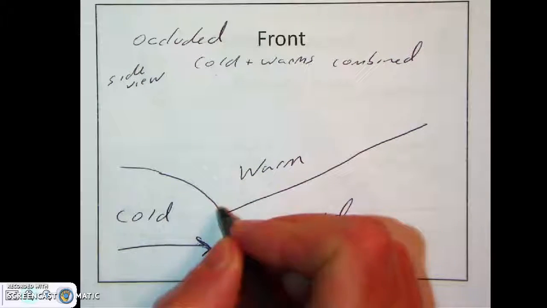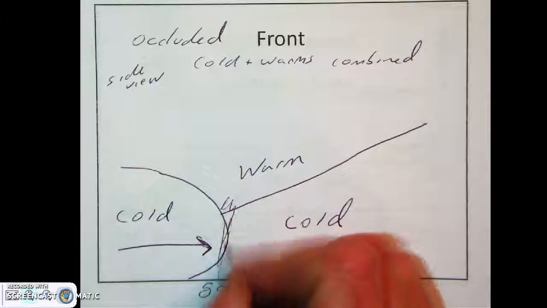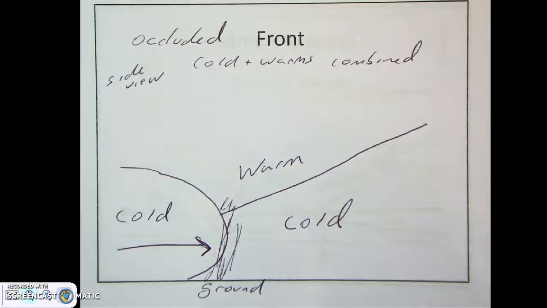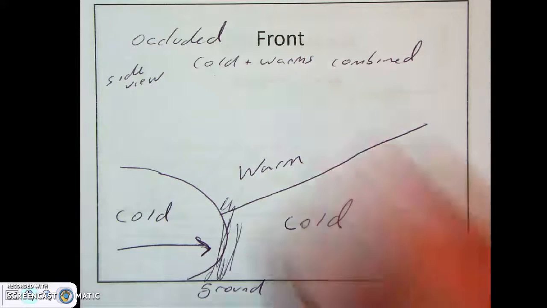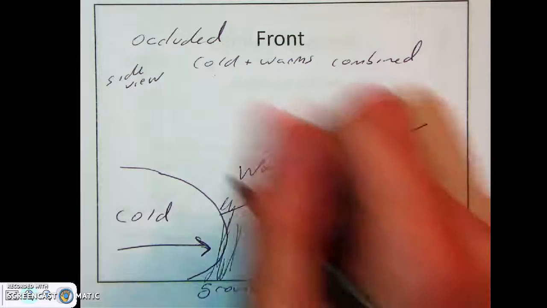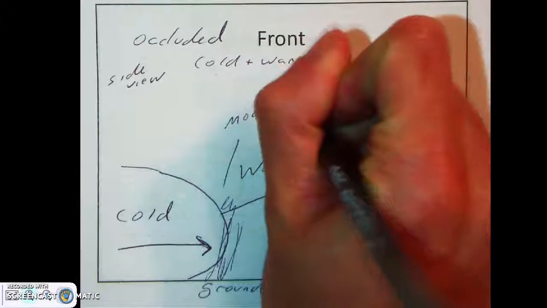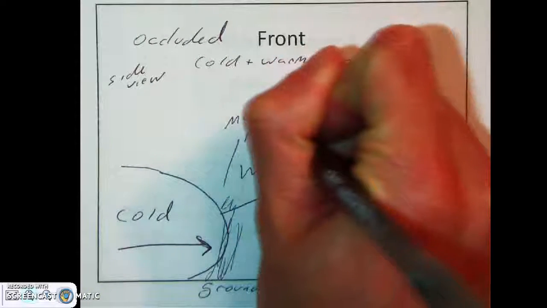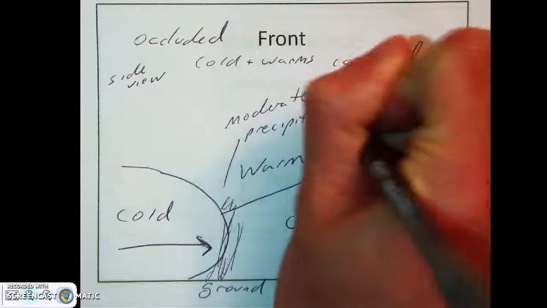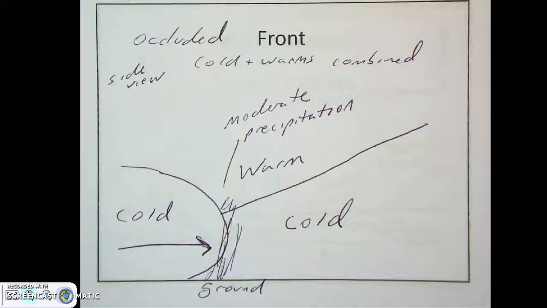Now, you end up getting some precipitation around here, but it's a mixed precipitation. And when I say mixed, I don't mean like wintry mix. I just mean like you could get some thunder and lightning. You might get the slow, steady rain. It's moderate precipitation. And not easy to predict and not easy to forecast.